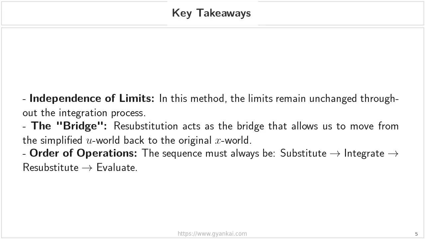Finally, and this is super important, order of operations. Integration isn't something you can just jump into randomly. There's a specific sequence you must follow to get the correct answer. It's first, substitute, choose your u and transform the integral. Second, integrate, solve the integral with respect to u. Third, resubstitute, replace u with your original expression in terms of x. And finally, evaluate, apply the limits, a and b, to find the definite integral's numerical value.